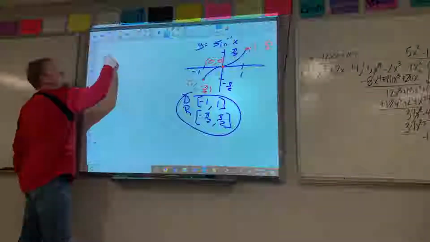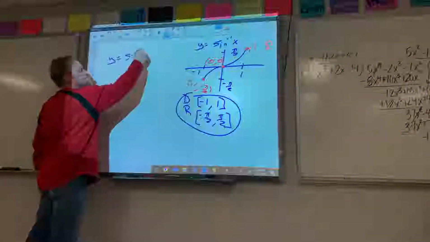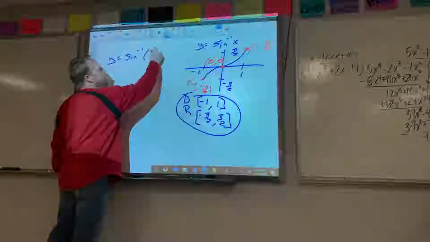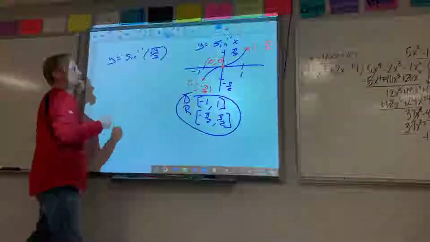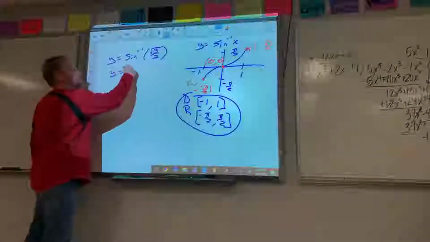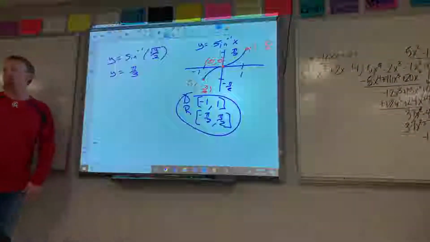All right, so you might see y equals inverse sine of square root of 3 over 2. Okay, that might be something you see. So before I talk to you about the answer to this, does anybody know what the answer to this thing is? Pi over what? Pi over 3 is my answer. How'd you get pi over 3?